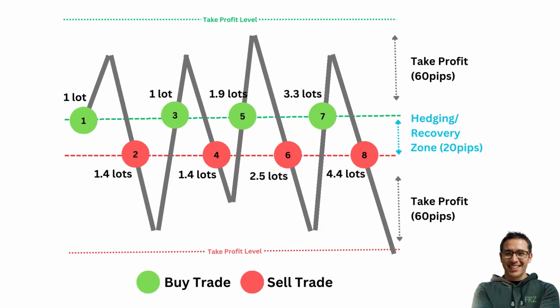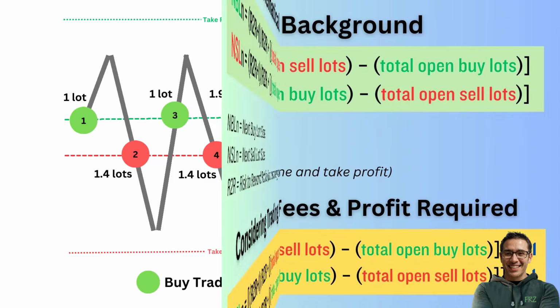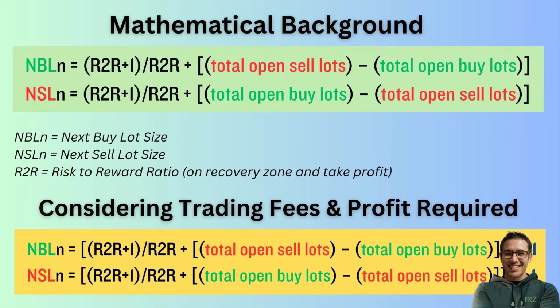Therefore, you need to have the right lot sizing for each trade depending on the recovery zone and the take profit level. If you consider the recovery zone size and take profit size as variable inputs, the lot sizes to achieve the break-even level can be calculated using the following mathematical formula, assuming zero spreads, swaps, commissions, and slippage.